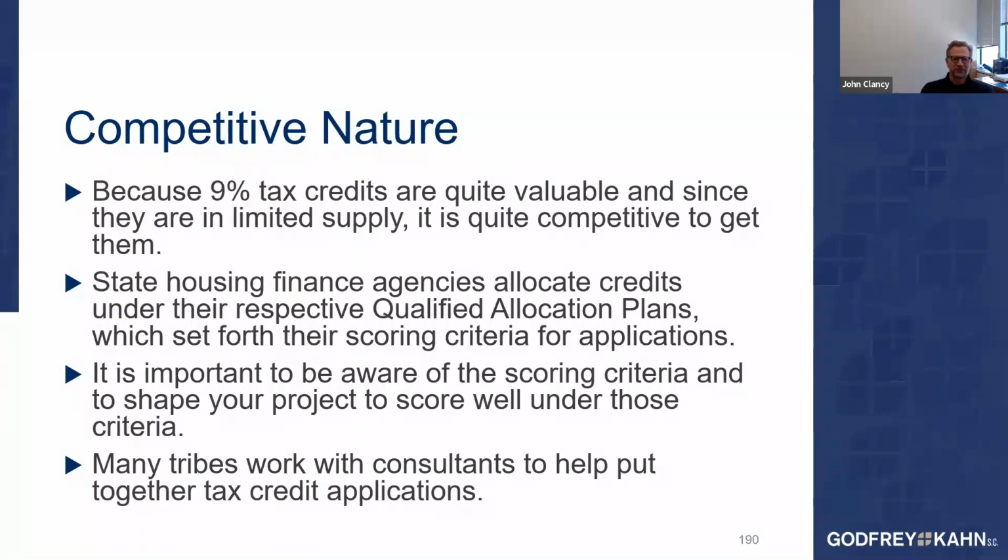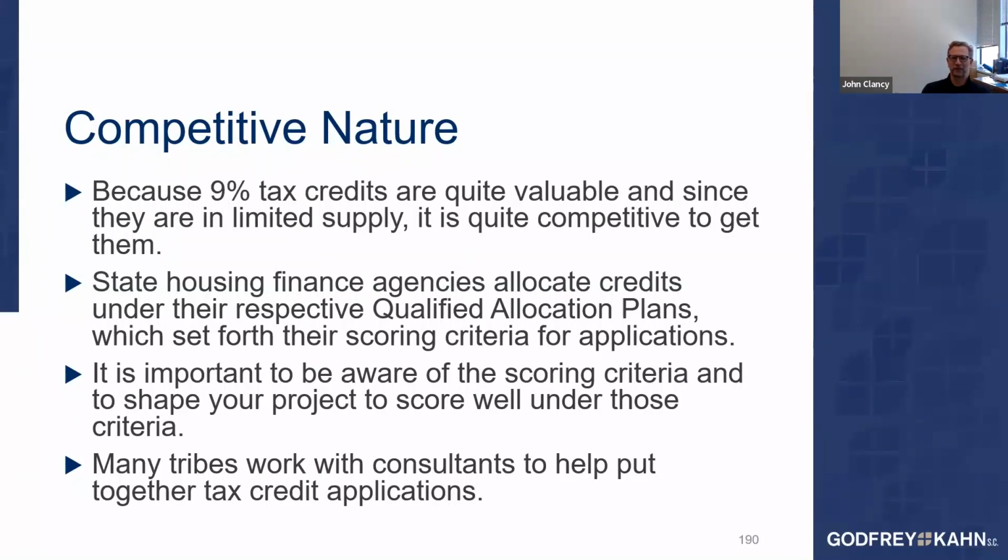So this repeats the same concept I talked about. Because the 9% credits are so valuable, and since they're limited in supply, it's quite competitive to get them. So you have to be thinking about your application. It's not just an application where you can submit it and say, I've got a pretty good chance of getting it. You have to make sure that you're meeting all the scoring criteria set forth in what they call the qualified allocation plans that the state housing finance agencies put out. So you want to be very aware of what they're looking for. A lot of it now has become more sustainable development related, and has various features that you want to make sure you're on top of, and make sure your homes incorporate those features.